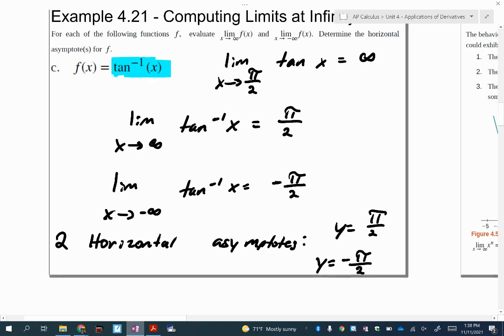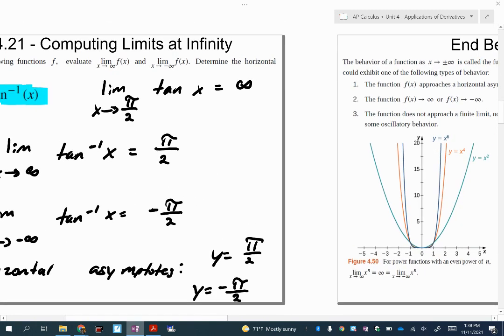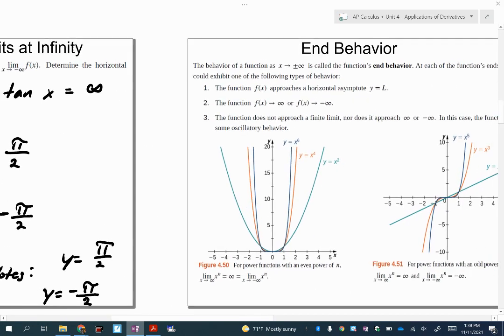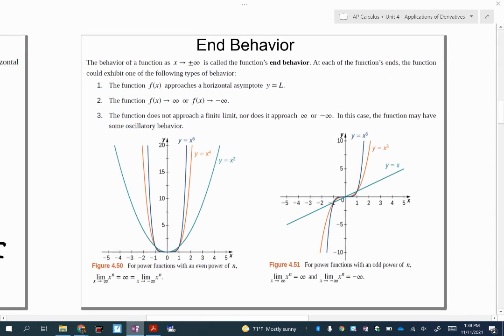Okay, now that's it for looking at finding limits as x approaches infinity or negative infinity. Again, that was all just to help us find horizontal asymptotes. The next thing I want to do is talk about end behavior.